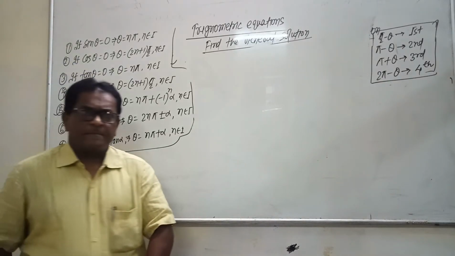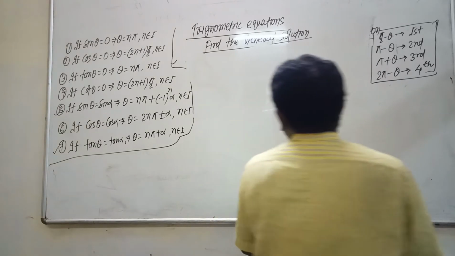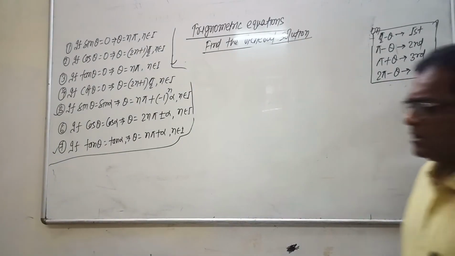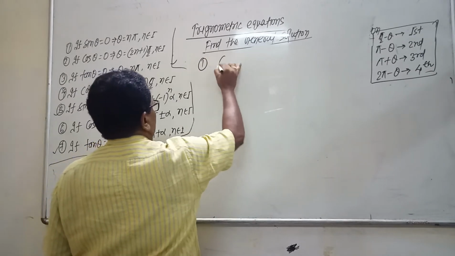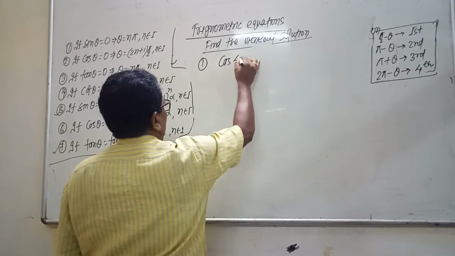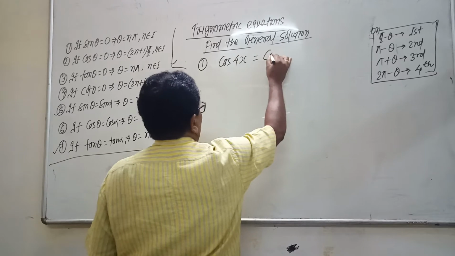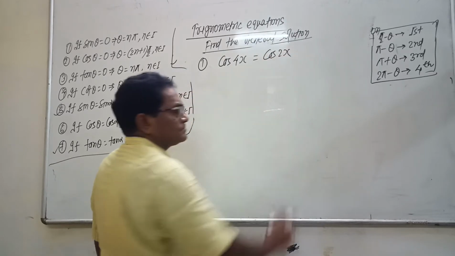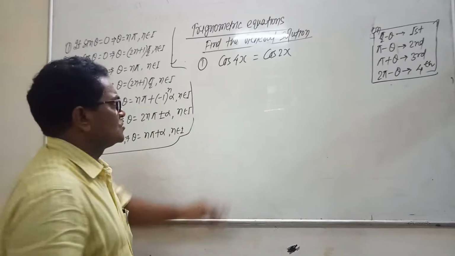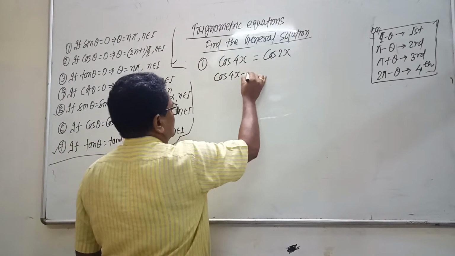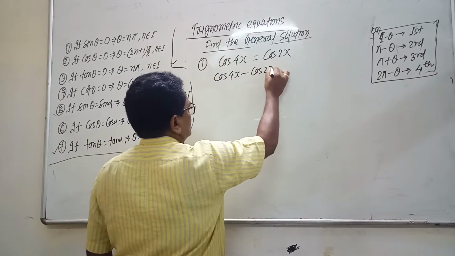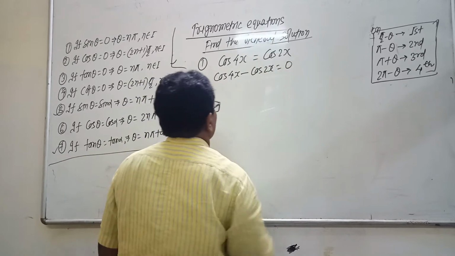आज के वीडियो में कंटिन्यू करेंगे ट्रिग्नोमेट्रिक इक्वेशंस. We have to find the general solution. The question is cos 4x equals to cos 2x. सबसे पहले cos 2x को लेफ्ट साइड में लाए तो cos 4x minus cos 2x equals to 0.